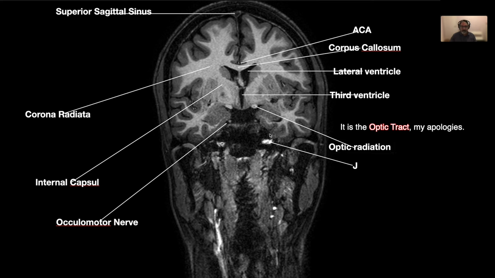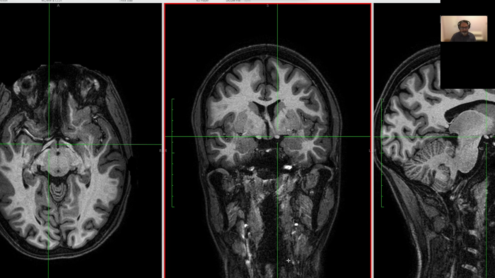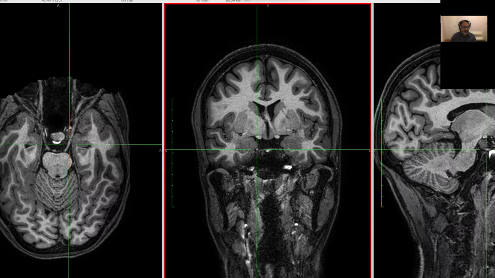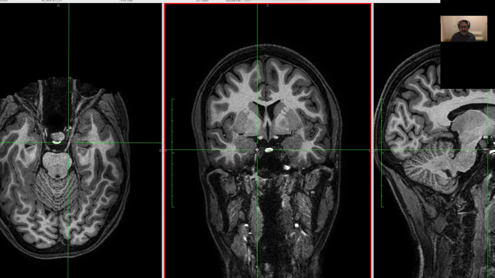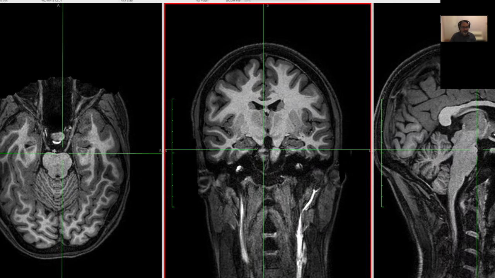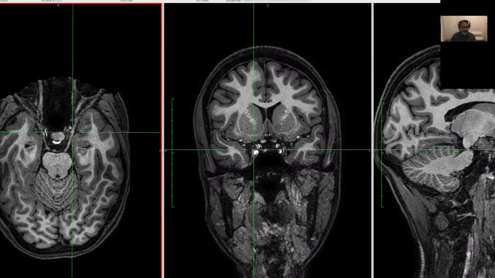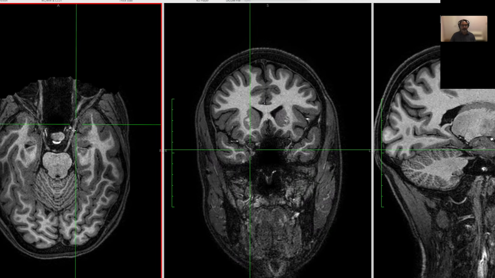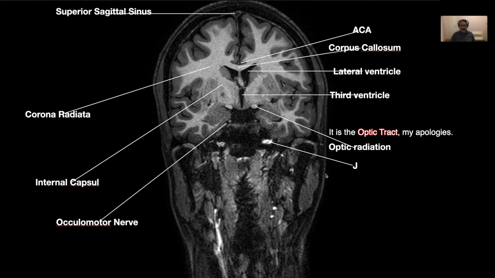Because it's so far, they're more posterior. And so let me check if that is still the oculomotor nerve. So that would still be, yeah, that is still the oculomotor nerve. Yep, that's true. And that's where it joins. So yeah, that's the oculomotor nerve still. But that thing is the optic radiation. Okay, it's more posterior. All right, so let's go back to that.